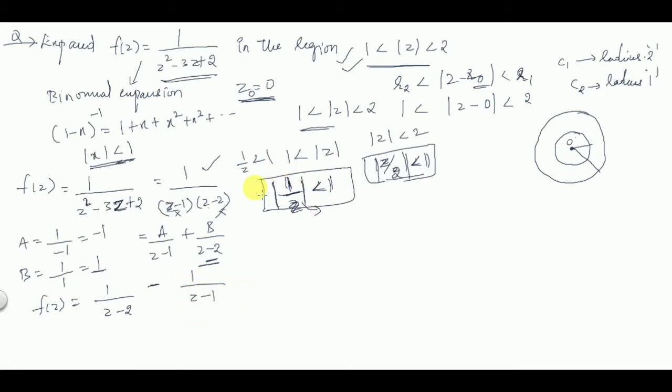Now we have to consider 1/z. So it is |z|/2 less than 1.